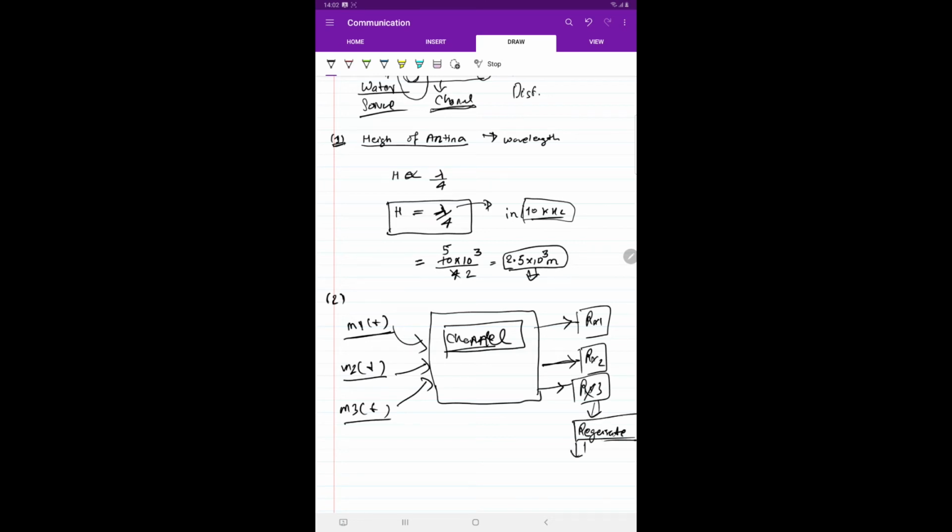We are going to face some issue. What issue? We will not be able to get the M1, M2, M3 messages, because they are going to interfere with each other. So the message we receive will not be correct.